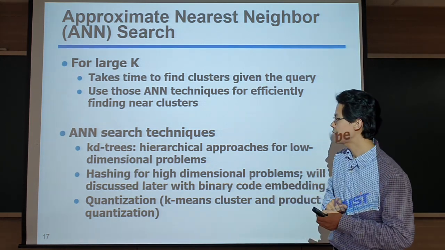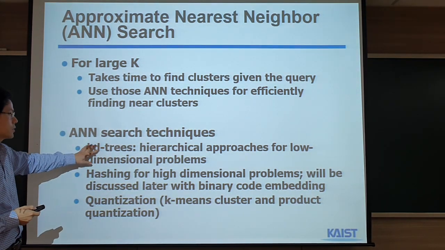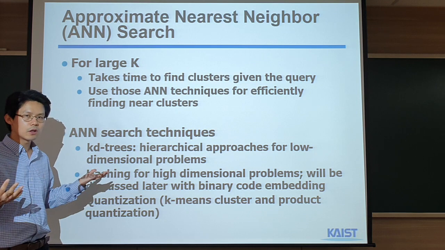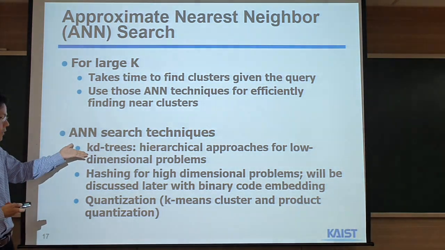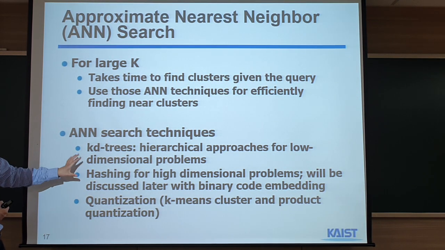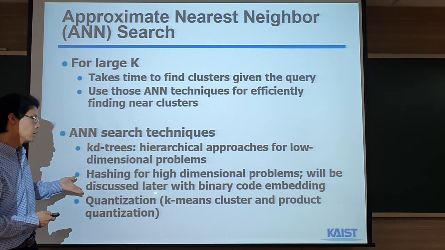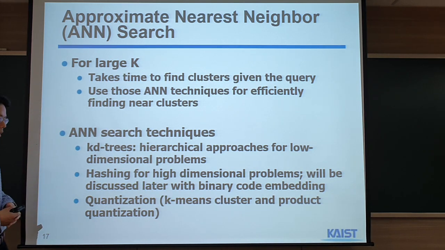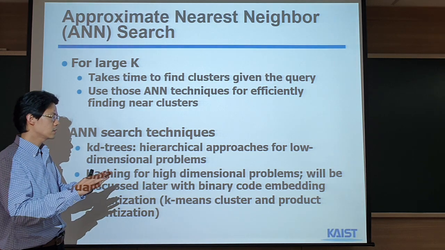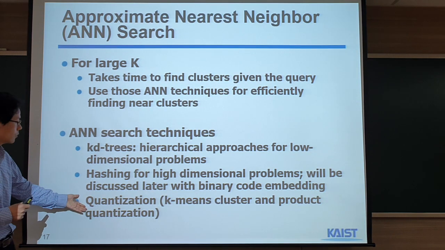There are many different ANN techniques. One family uses the KD tree, a hierarchical approach for low dimension problems. But in our case, the descriptor has a very high dimension, maybe 1,000, 2,000, or more, so the tree-based approach typically doesn't work very well. That's why we typically use hashing or quantization techniques. We use hashing-based techniques to accelerate search with high dimensional features. Also, by using hashing, we can represent the descriptor compactly. So it has a lot of benefits. We will talk about hashing, and also some of these quantization techniques here.